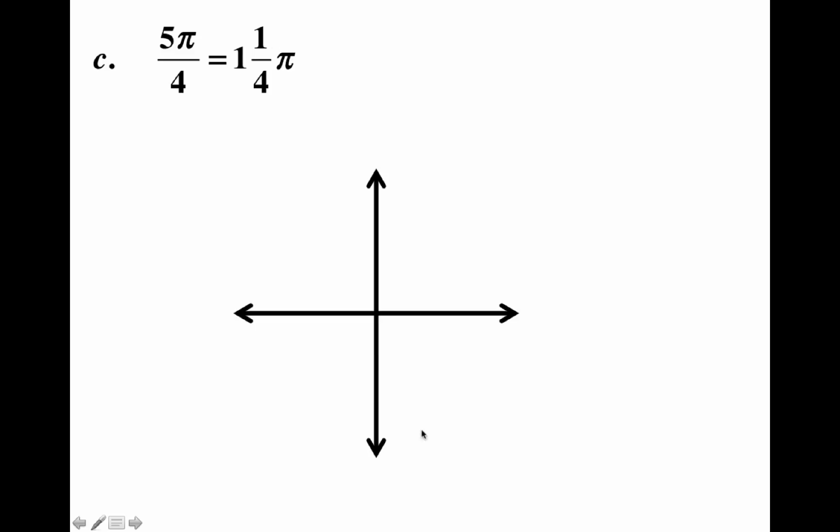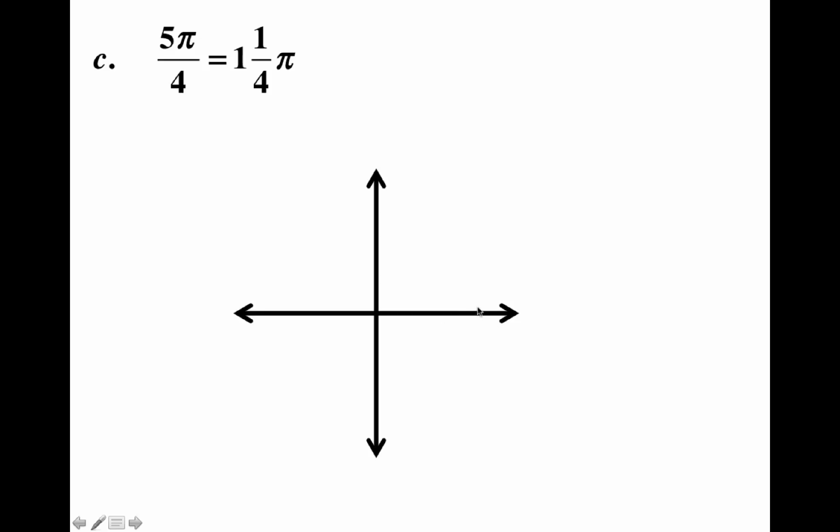Part C. We have 5 pi over 4. Notice this is an improper fraction. We want to convert that to a mixed number. So 4 goes into 5 one time with 1 left over. So it's going to be 1 1/4 pi. That will help you in drawing your sketch.